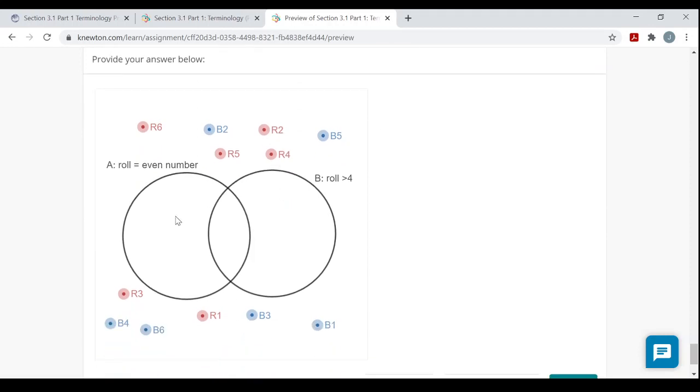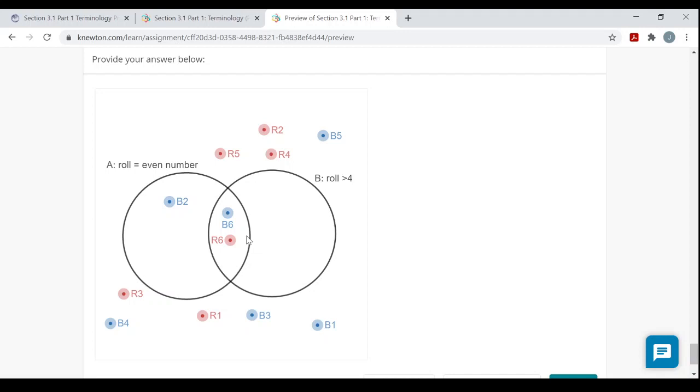So let's see, rolling an even number means rolling a 2, a 4, or a 6. So anything with 2 attached, so like B2, goes in there, right? Now the overlap is rolling even and greater than 4. So rolling an even number and a number greater than 4 is just rolling 6. So anything with 6 attached, like the blue 6, goes in the overlap. The red 6 would go in the overlap. Right? And that's it, right?